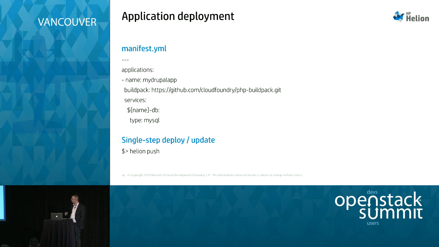And if I add this manifest file to my Drupal distribution, for example, I just need to run a Helion push command to upload it into, for example, a staging server. So as I mentioned before, we have an API for that. And if we have a continuous deployment system, we can include this single command and the login part in the post-build job. And we can get a totally automated solution for application deployment without any human intervention.